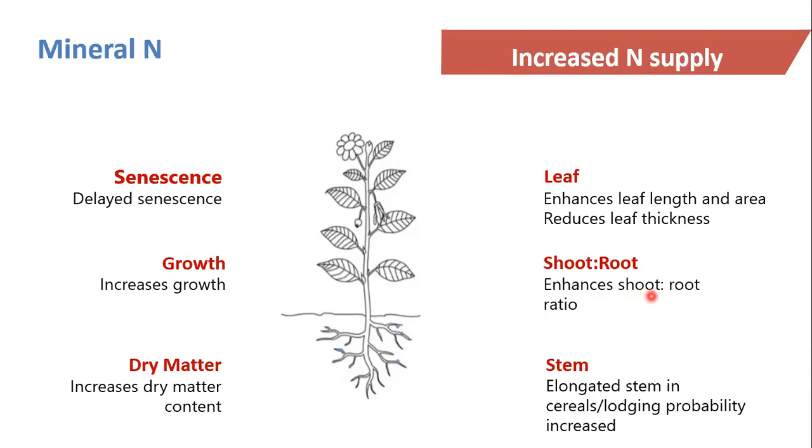It enhances the shoot root ratio. It means shoot growth will be more and root growth will be less, and that will cause an imbalance in shoot and root and weaken the plant establishment. In cereal, if you have more nitrogen supply, it will elongate the stem, and that will also cause lodging. So with an imbalanced or enhanced shoot root ratio, there are also chances of lodging, especially in cereal, because there is an elongation in the stem.